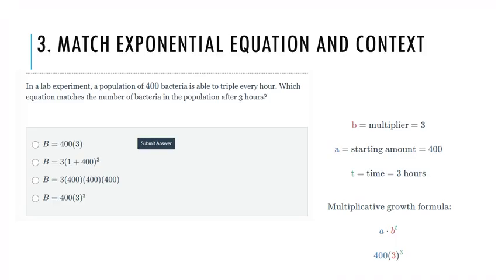Okay, so we're going to plug it in this formula. Y equals a times b raised to the t. So we have y equals 400 times 3 raised to the 3. So it'd be this formula right there, or that answer, excuse me.